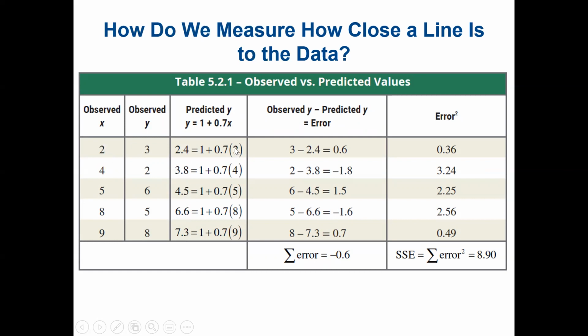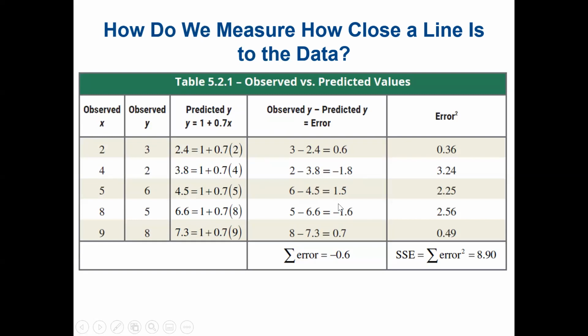Based on this model, now we can determine the predicted Y value. So when S is 2, the predicted Y will be 2.4. When S is 4, the predicted Y value will be 3.8, 4.5, 6.6. Basically, what we are doing is substituting the S values into the predicted Y equation, which we call the regression equation. So that's the difference here.